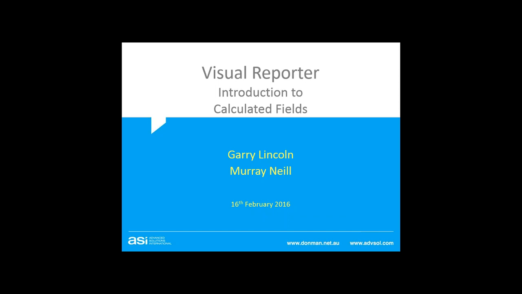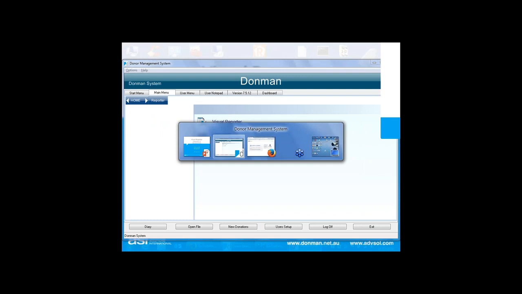Today we're going to look at something that was introduced into Visrep with the 7.5.12 update, which is the current release of Donman. Just so people know, this is a fairly advanced part of the report writer that we'll be looking at today. So it's not going to be basic use of Visrep. It is really an introduction to the calculated fields, where they are, and examples of how you can use them. Okay, so just so everyone's up to date on that.